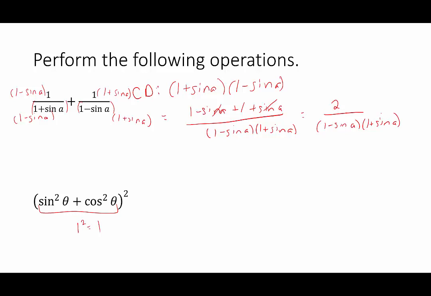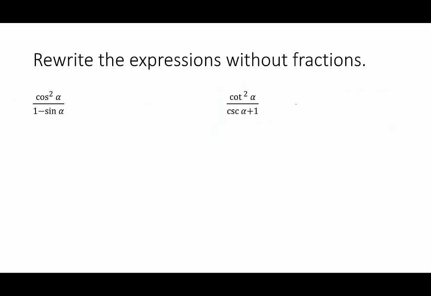And if we wanted to, it's factored now and I don't see any common factors, so you could probably just leave it like this. If you wanted to get really fancy, you could distribute it out and you would have 1 minus sine squared a. You could get even fancier and write it as 2 over cosine squared of a. I don't think you need to do that. I think this is probably sufficient for this one. So that is a look at some operations with the trig functions.